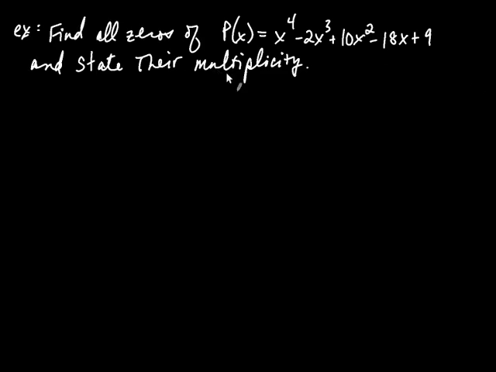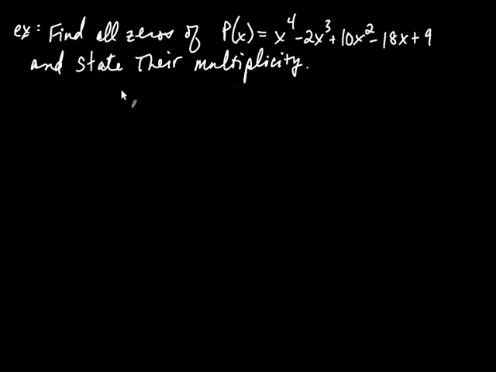So let's find all the zeros of p of x equals x to the 4th minus 2x cubed plus 10x squared minus 18x plus 9. So from the fundamental theorem of algebra, I know this polynomial has 4 zeros, including multiplicity. So let's find the zeros and then state their multiplicity.